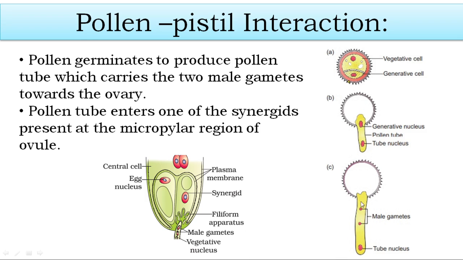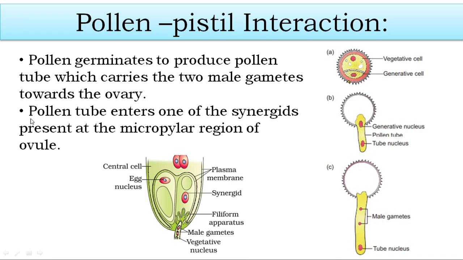Inside the pollen tube, the generative cell will divide into two male gametes, right? Vegetative cell whereas the generative cell, it will divide into two male gametes. I hope it is clear. This is called as pollen germination, and it happens only when the correct pollen lands on the stigma.